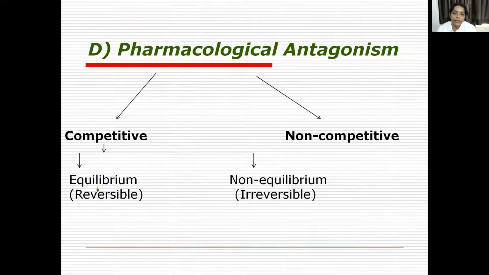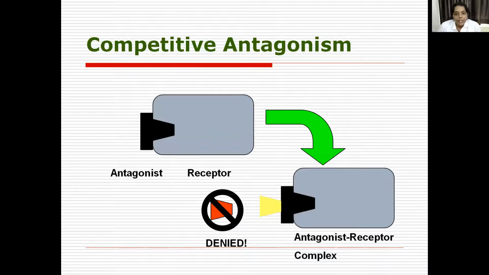Then coming to the next one, pharmacological antagonism. Pharmacological antagonism is also called receptor antagonism. Here we have two types: one is competitive and the other is non-competitive antagonism. Again, in competitive antagonism, we have two types. One is equilibrium or reversible competitive antagonism. The other is non-equilibrium or irreversible antagonism. So we will read this with the image. First is competitive or reversible, a reversible competitive antagonism. First, this image just explains competitive antagonism.